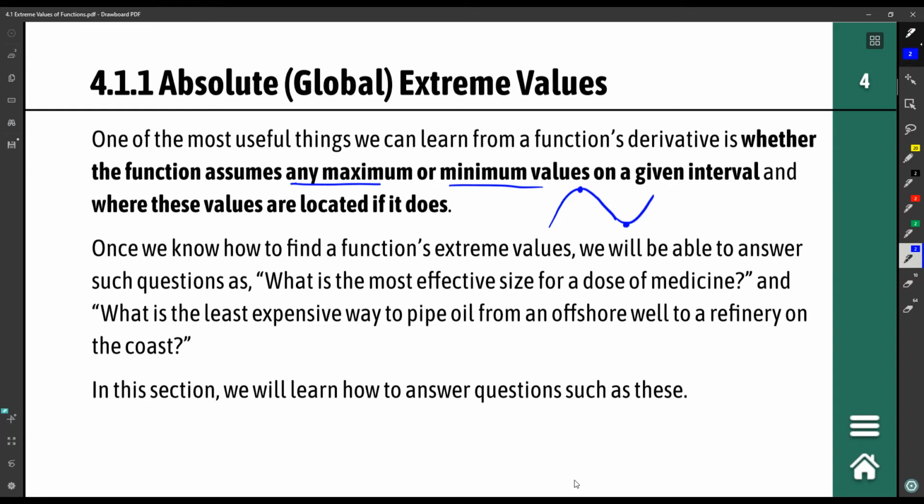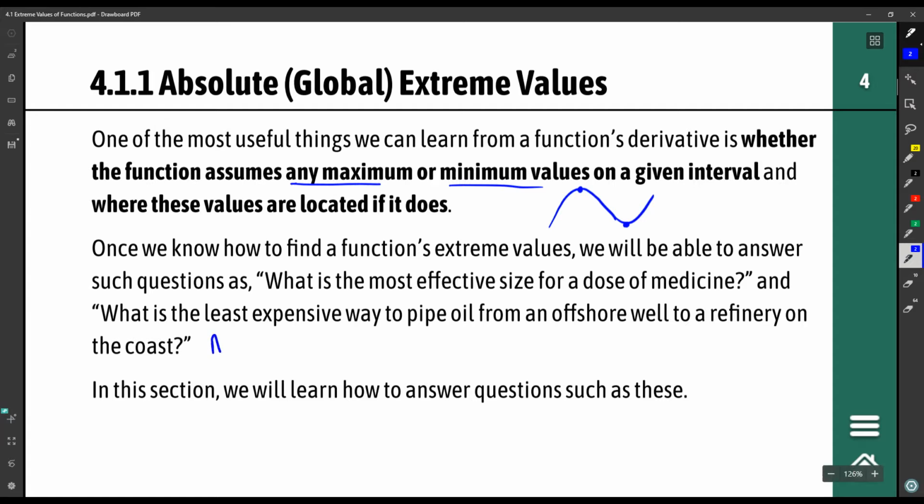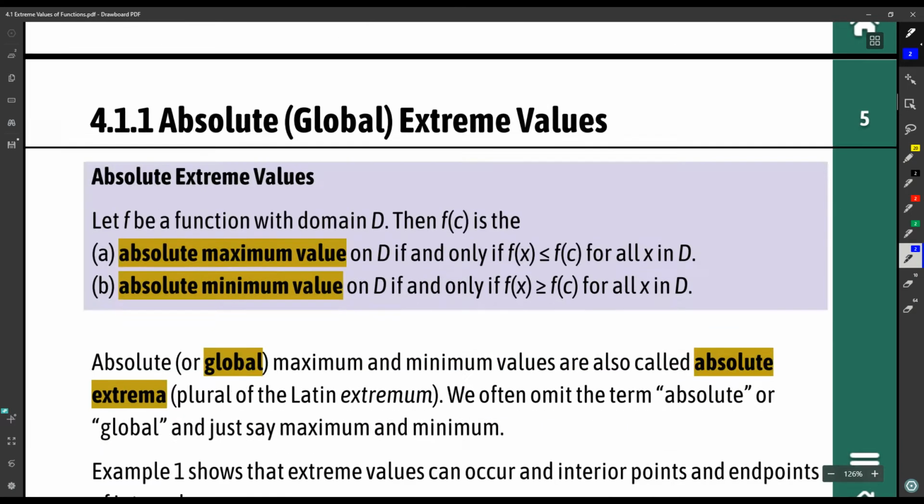Like, what's the most effective size for a dose of medicine? Or what's the least expensive way to pipe oil from an offshore well to a refinery on the coast? These are types of AP free response questions that we might see later on. So in this section, we're going to learn how to answer questions like those.